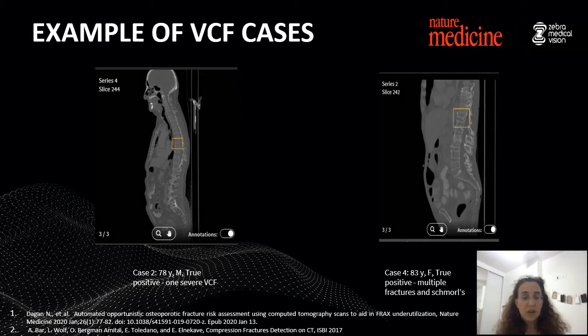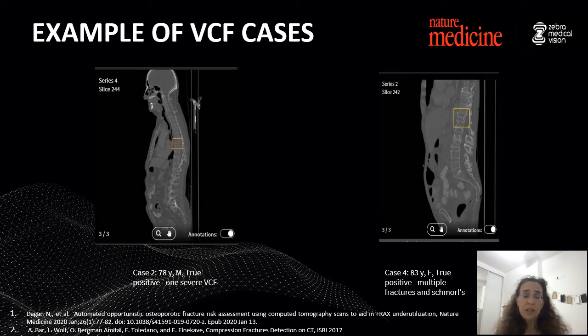You can see here highlighted in yellow 2 examples. One is the case of a 78-year-old male where you can see a severe VCF, which is a true positive. On the right, you can see an 83-year-old female. Again, here you can see multiple compression fractures and Schmorl's nodes.